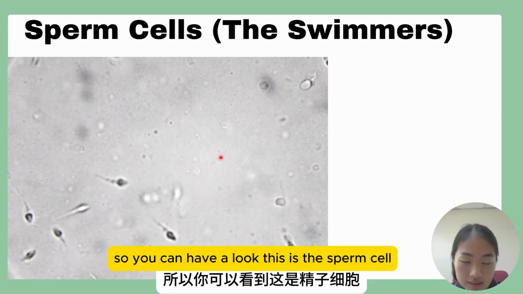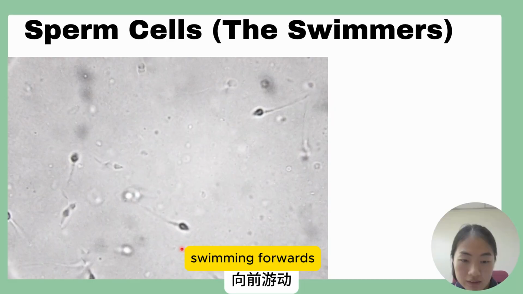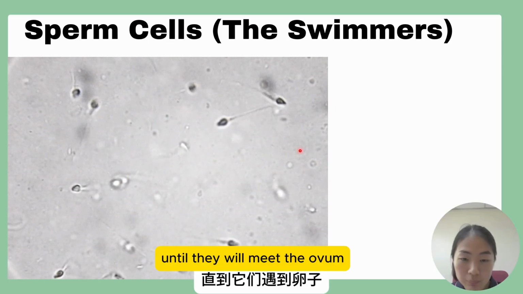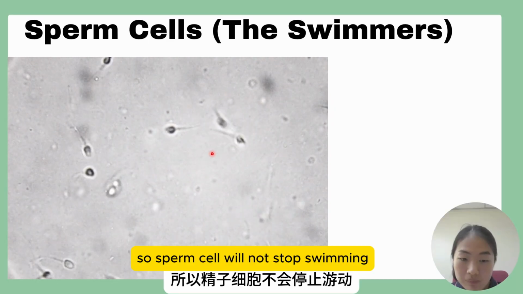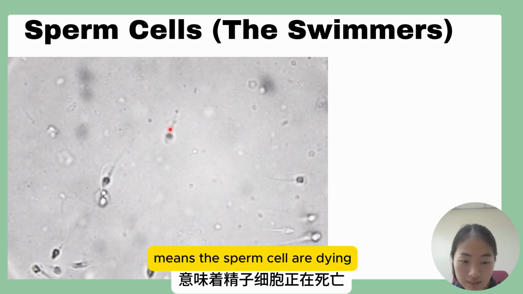So you can have a look. This is the sperm cell. You can see this sperm cell constantly swimming forwards until it meets the ovum. The sperm cell will not stop swimming. If it stops swimming, it means the sperm cell is dying.